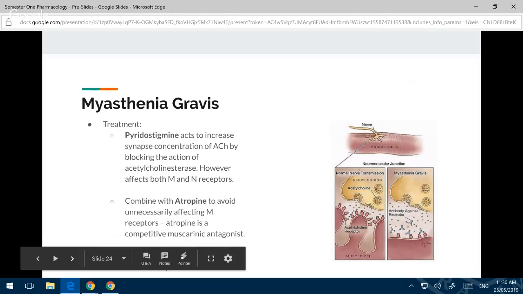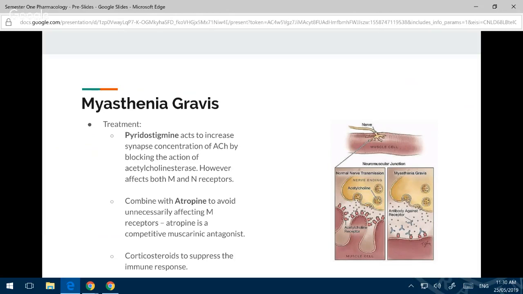Okay, so pyridostigmine is the main drug that we will use here, and it acts to increase the synapse concentration of acetylcholine by blocking acetylcholinesterase. However, a side effect of this is that it does affect both muscarinic and nicotinic receptors, which is unwanted.